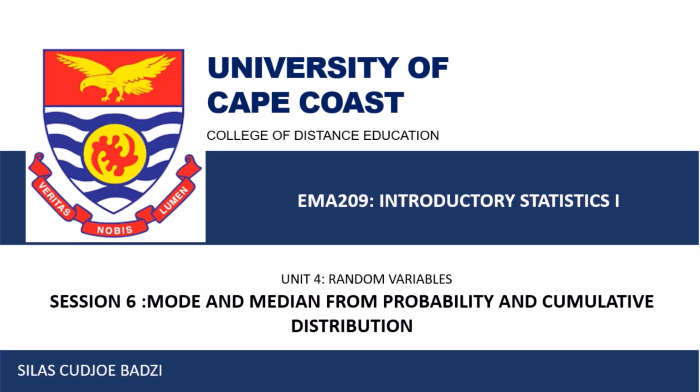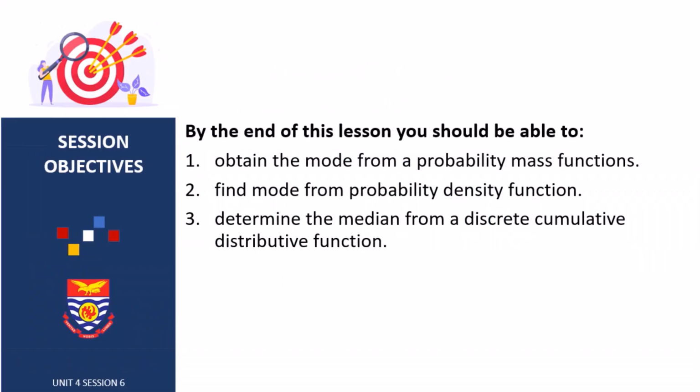Welcome to session 6 of Unit 4, Mode and Median from Probability and Cumulative Distribution. By the end of the session, we should be able to obtain the mode from a probability mass function, find the mode from a probability density function, and determine the median from a discrete cumulative distribution function.